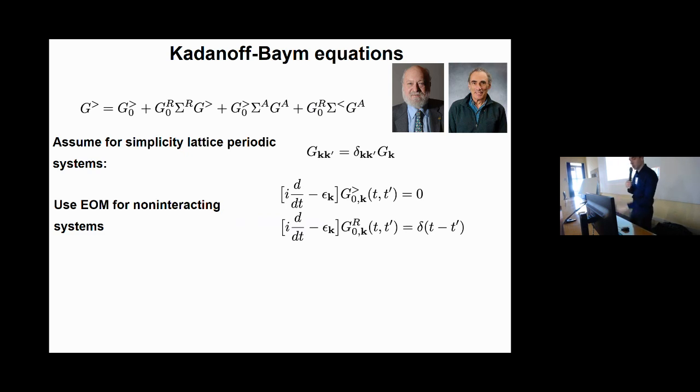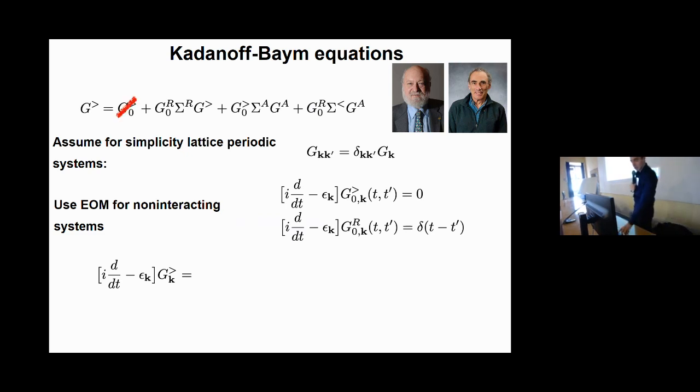Now let's use these two equations to rewrite the equation that is on top of the slide. So we take i d/dt minus epsilon_k acting on the left-hand side, and I use this equation, of course, to cancel the first term, because when I apply that, I get 0, right?